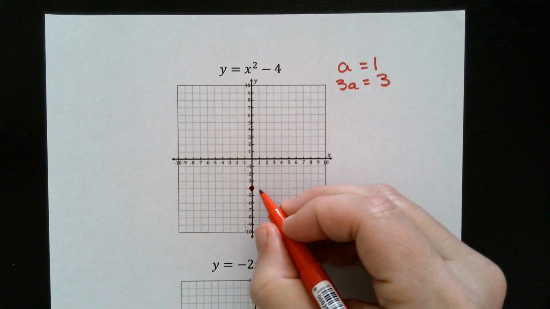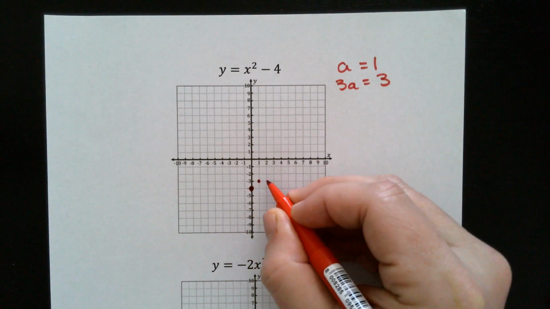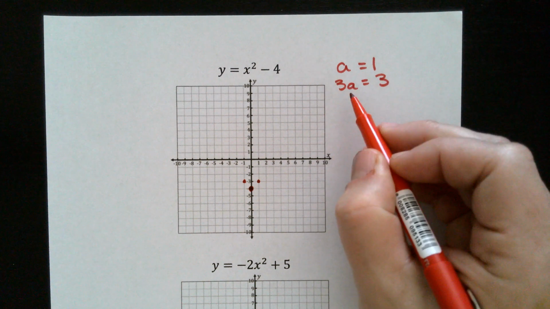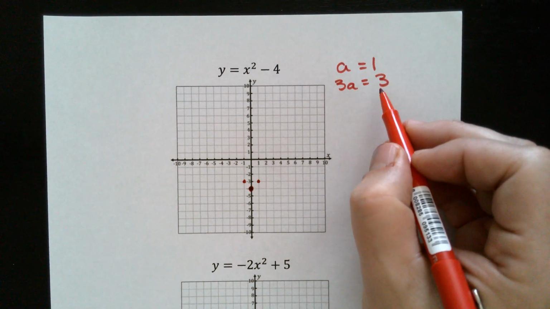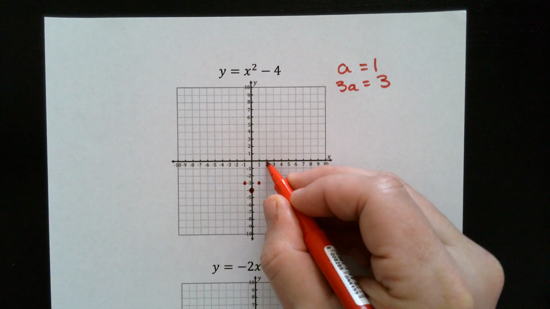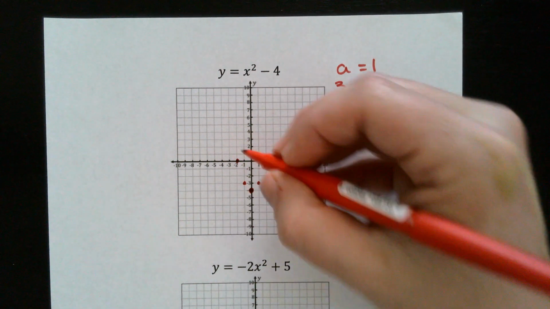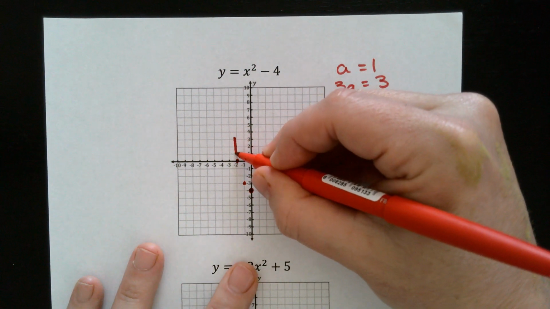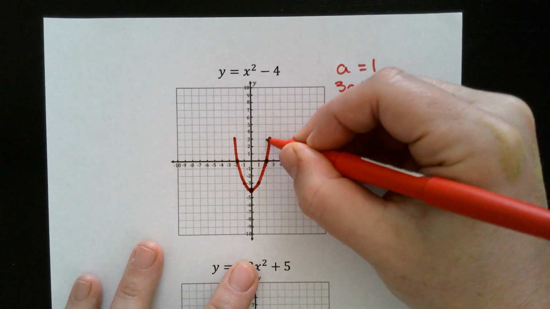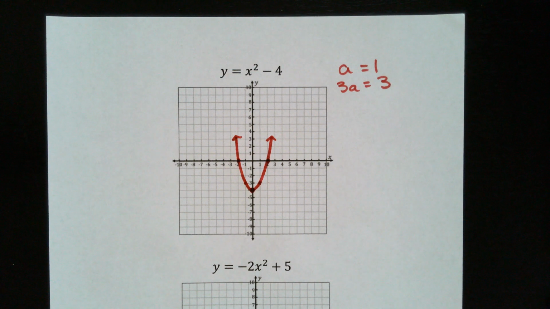Okay, and then go 1 over, and then what is our a? 1. So we go up. We do the same thing on the left, left 1, and then up 1. That takes care of this one. Now when we move again, we'll move 3 up. So 1 over, 1, 2, 3. 1 over, 1, 2, 3. Okay, and that's enough to graph the curve, the parabola, and that's what it looks like. Okay, let's do another one.